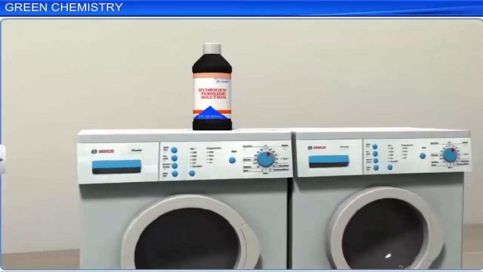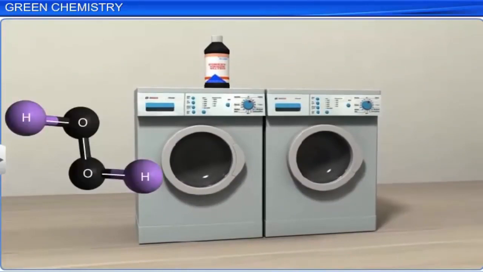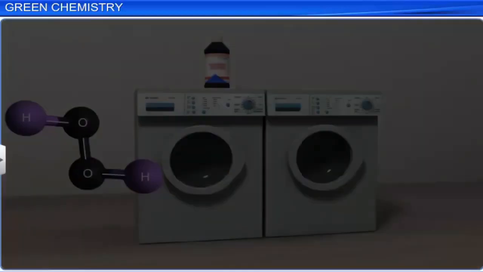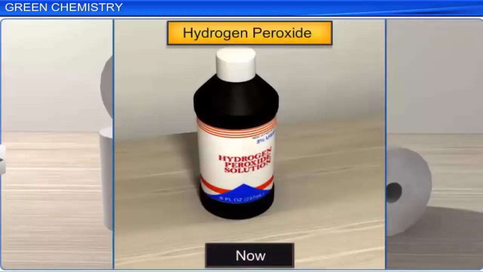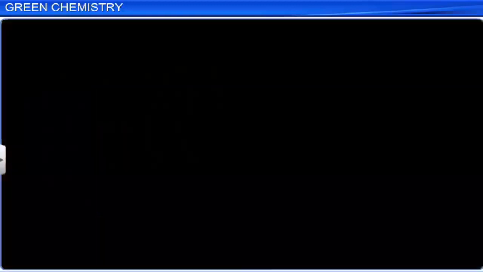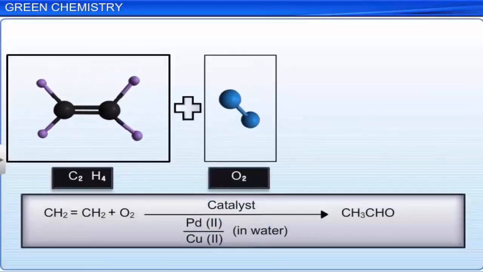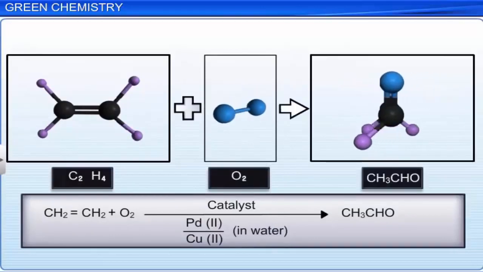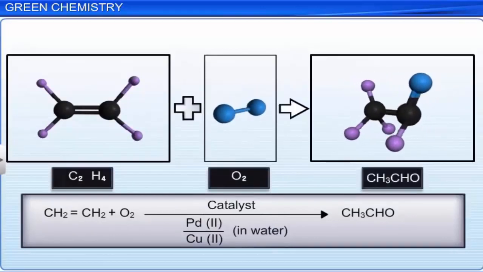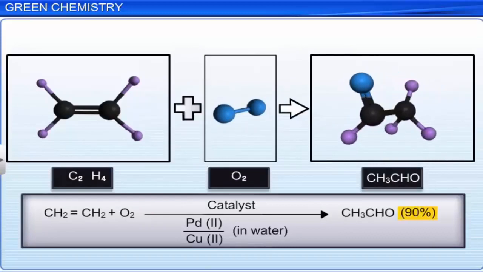Nowadays, hydrogen peroxide is used for bleaching in the process of laundry, as it gives a better result with the use of less water. Hydrogen peroxide is also used for bleaching paper, which was earlier done by using chlorine gas. In chemical synthesis, ethanol is now prepared by one-step oxidation of ethene in an aqueous medium in the presence of an ionic catalyst. This gives a yield of 90%.